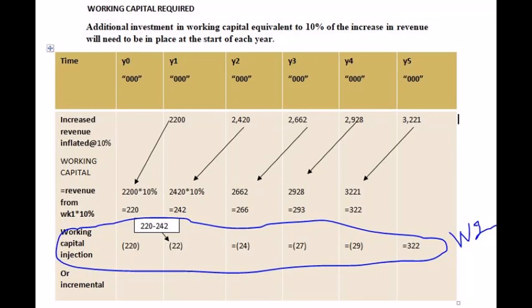For year 0, it will continue to be 220. For year 1, we are going to take 220 minus 242 in year 1, and we get 22, and continue applying this formula. So this will be incremental, meaning this is working 2.